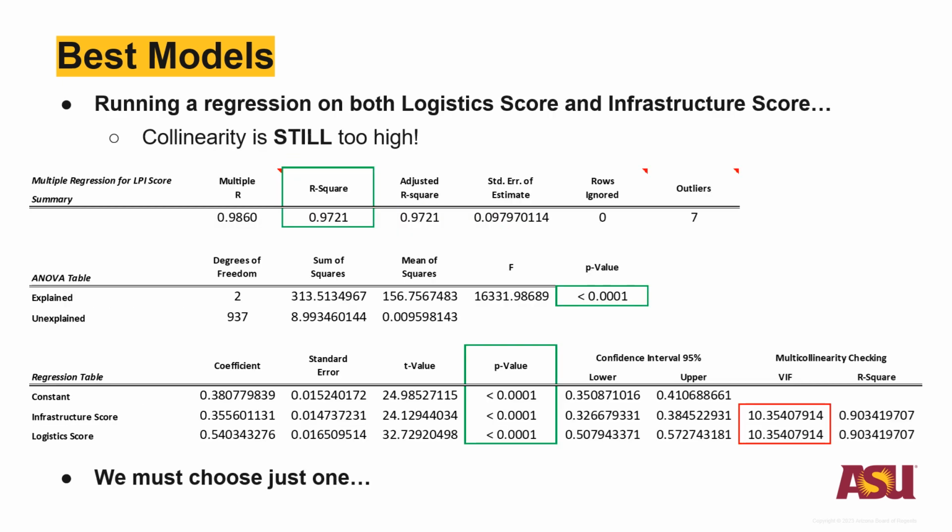First, we tried running a regression on both logistics score and infrastructure score. The results look great. We've got a very high R-squared at 0.9721 with a very low p-value overall and a very low p-value for our constant and both of our coefficients. However, the collinearity is still too high, so we're going to have to choose just one variable.